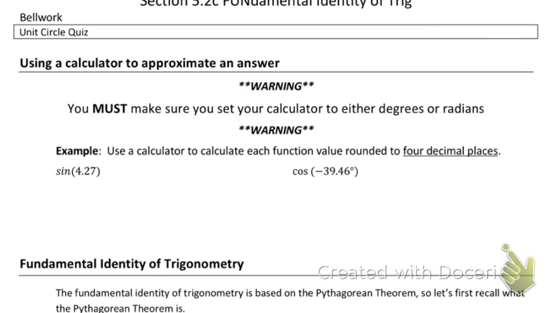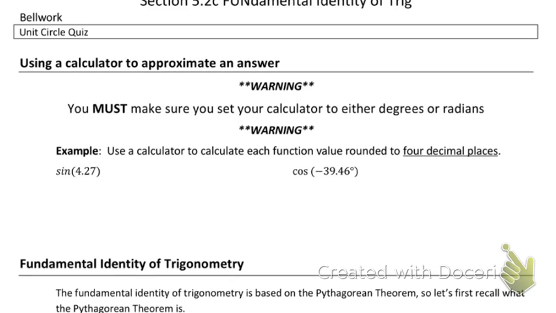Okay, today we're going to talk about something called the fundamental identity of trig. Before we actually get started, what I want us to recognize is that when we're using a calculator, because we're going to use our calculator a bit today, we have to make sure it's in the right mode. We talked about using degrees and we talked about using radians. You have to let your calculator know that you are either in radian mode or degree mode.